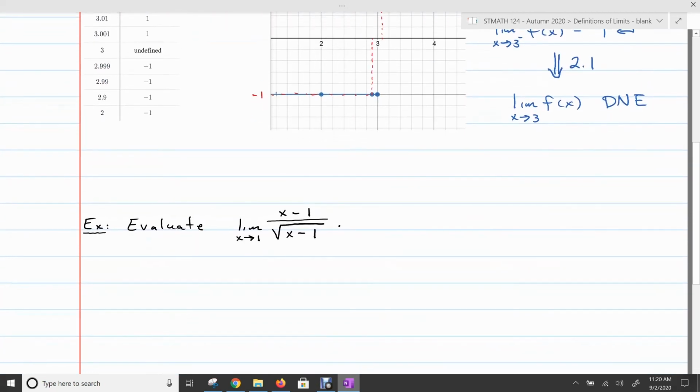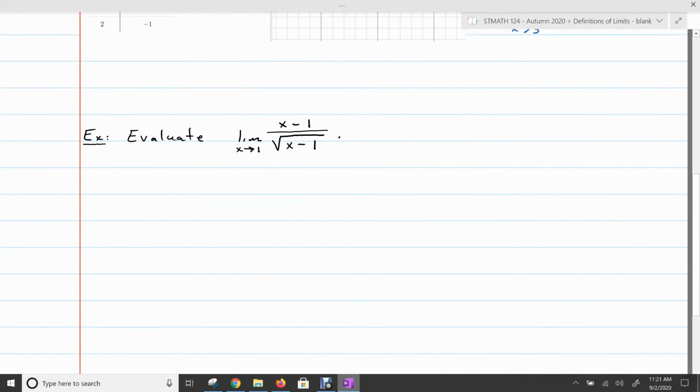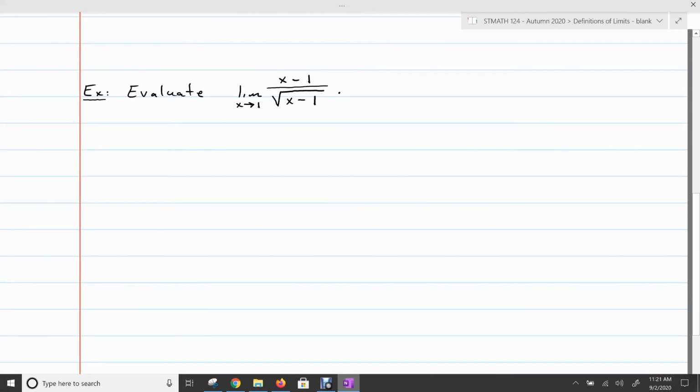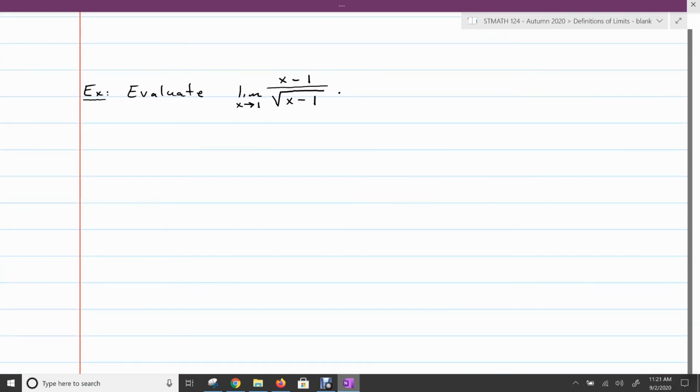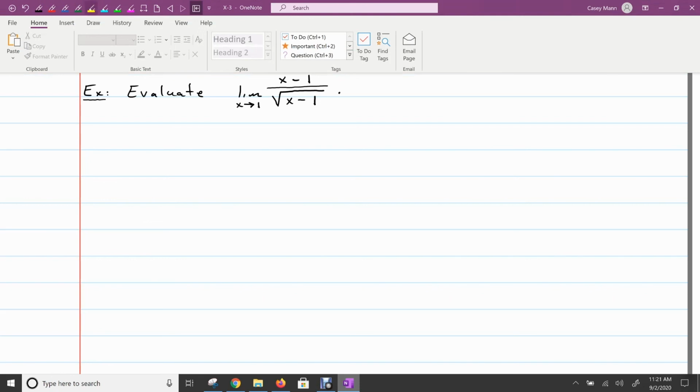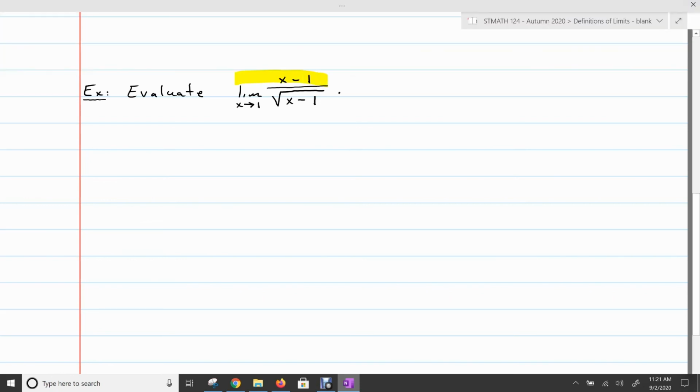Okay, one more example. Similar sort of thing. Got a function I want to take the limit of. The function is x minus 1 over the square root of the quantity x minus 1. And I want to see what's going on near x equals 1. X equals 1 is very mysterious because it causes division by 0, so maybe something interesting is going on there. Lots of times when you end up dividing by 0, it blows up and goes to infinity. But sometimes not.